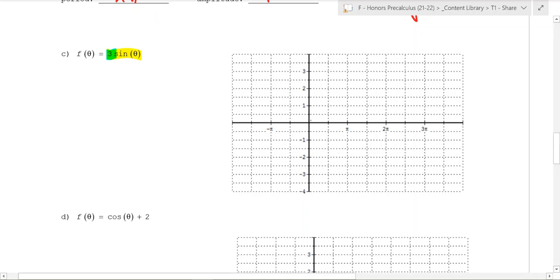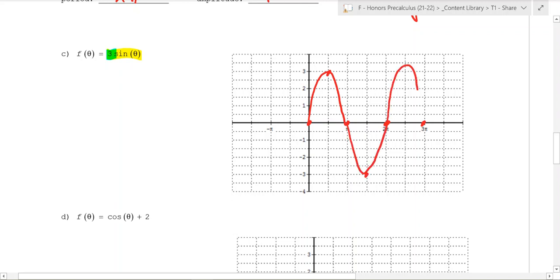So sine will still start here, and it'll come back to 0 at pi and 2 pi and 3 pi, but it's going to go all the way up to 3 and then come back down, and then go down to 3 right here, and then go up again.